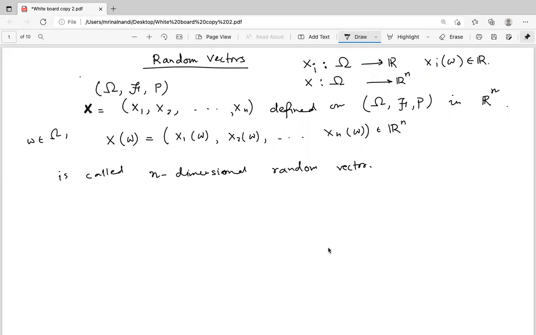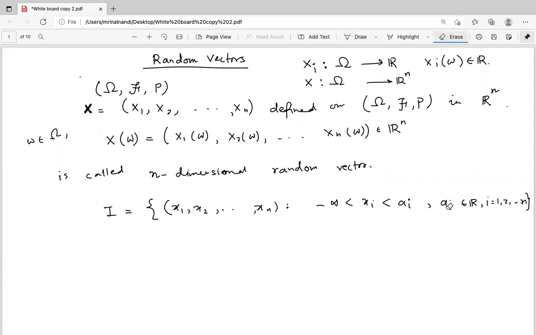And again, what is the inverse image? The inverse image of an interval. In one dimension, an interval is like from A to B. Here we write an interval as the set of all (x1, x2, ..., xn), n coordinates, such that each xi is in minus infinity to ai, for i equal to 1 to n. So this is the collection of all such intervals. It is also called an n-dimensional interval. So this is an interval.